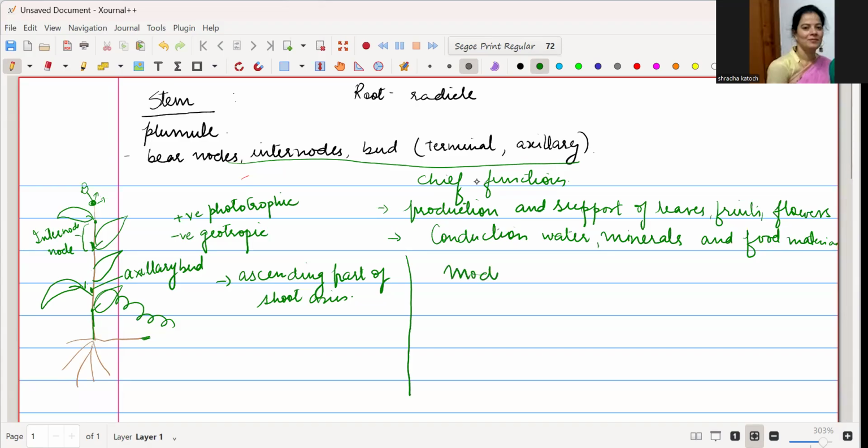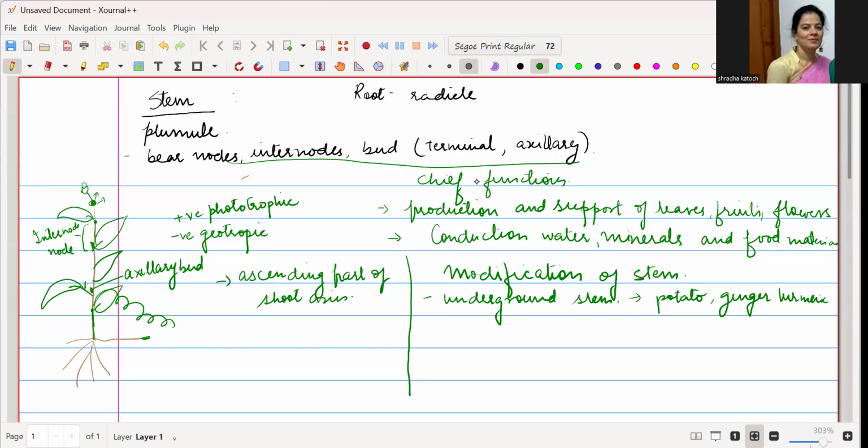What are the modifications of the stems? Because some changes definitely happen in stems which make them different. Some you would have seen modified to form the underground stem, for the storage of food. They act as perennation organs when the conditions are unfavorable. For example, the best example of underground stem is potato. We have ginger, turmeric, then jimikand also, the part that grows underground.